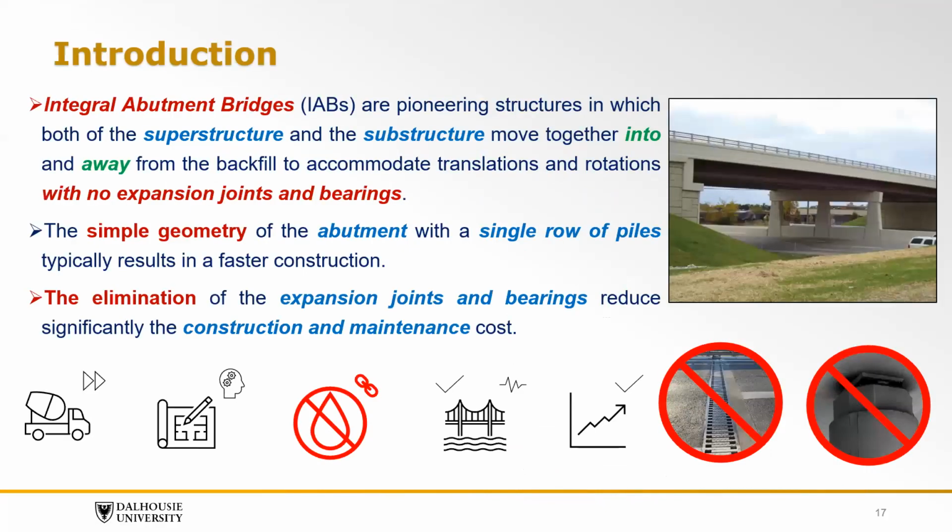So let's introduce what an integral abutment bridge is, because maybe some engineers listening to us right now don't know exactly what its behavior is. They are structures in which both the superstructure and the substructure move together into and away from the backfill to accommodate translation and rotations with no expansion joints and bearings. Everybody who works in the bridge industry knows that bridge bearings and the connections here are the worst. They need lots of maintenance.